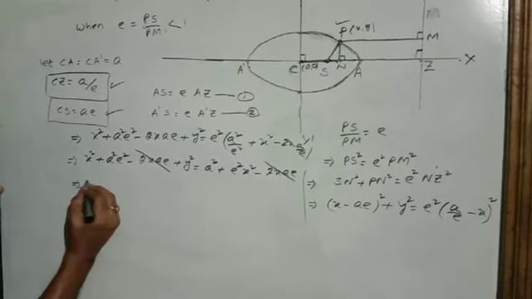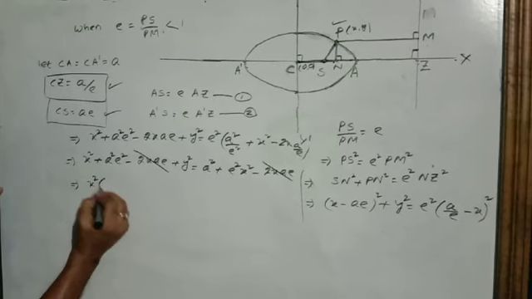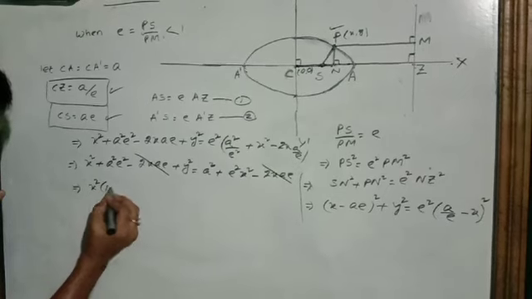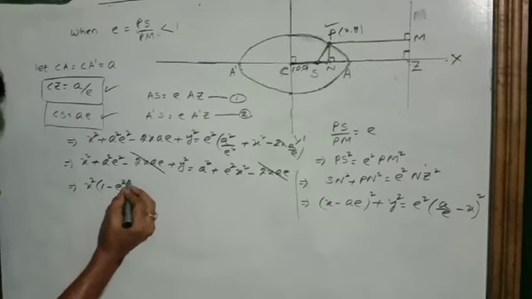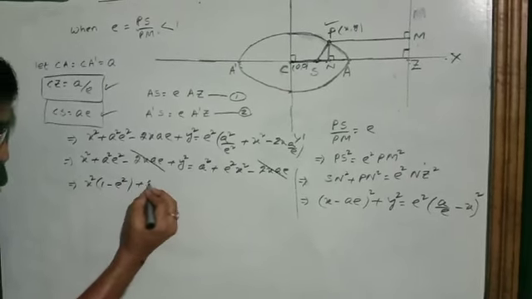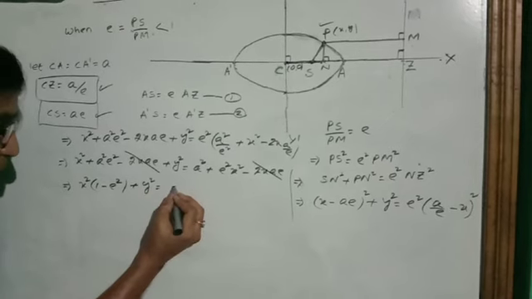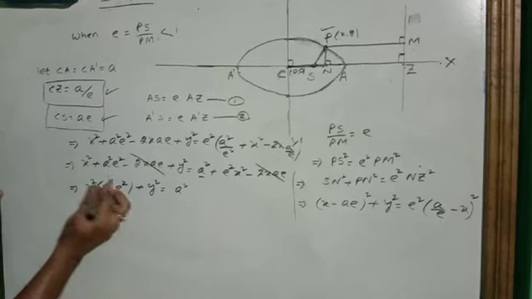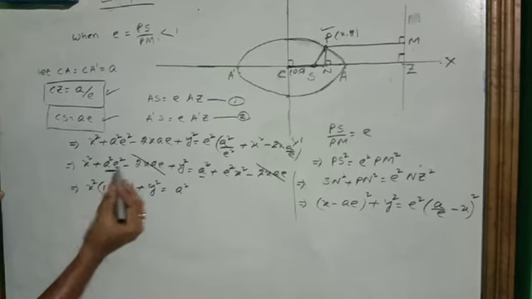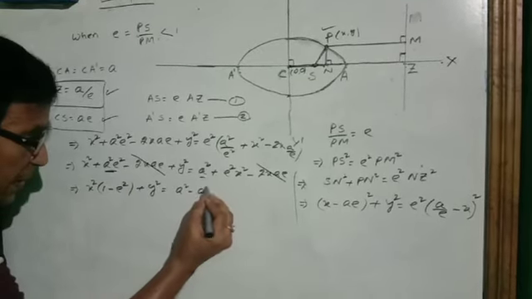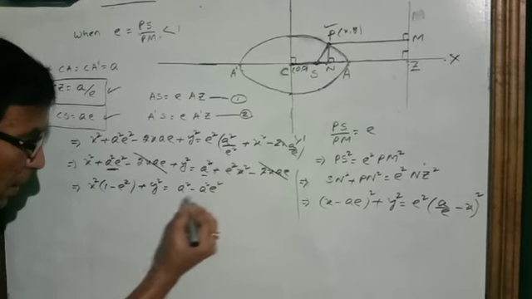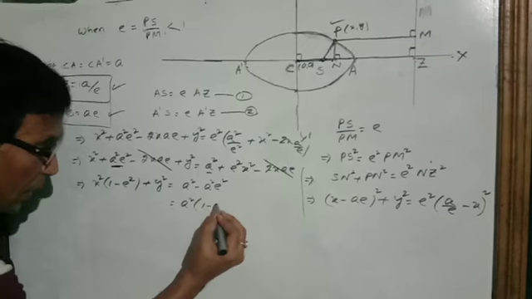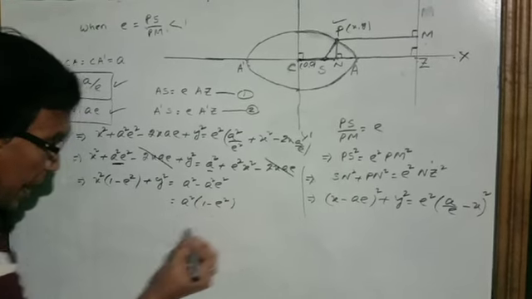Now on further simplification, taking x square common, it is 1 minus e square, plus y square is equal to a square. Taking a square e square to the right hand side, it will be minus a square e square. So taking a square common, it is equal to a square into 1 minus e square.